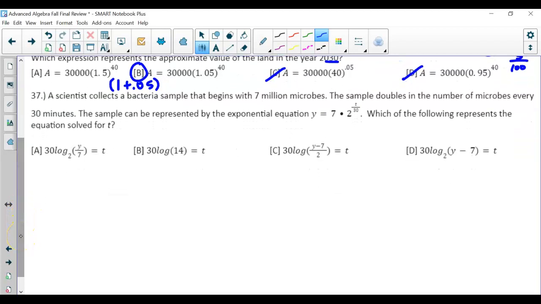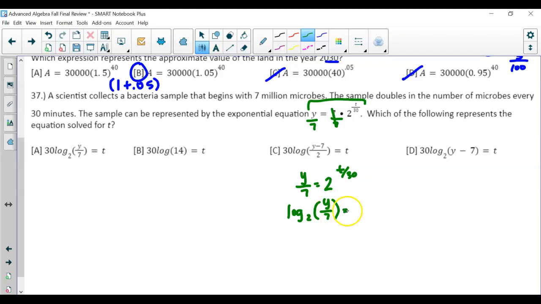Then 37. You're using this exponential here to identify which expression represents solving for T. But first you have to get this by itself and divide by 7. So you have y divided by 7 is equal to 2 to the T over 30 power. Now write it as a log. So this is log base 2 of y divided by 7 is equal to T divided by 30. Now, you're dividing by 30, so what do you need to do? Multiply by 30. That's why the answer here is A.